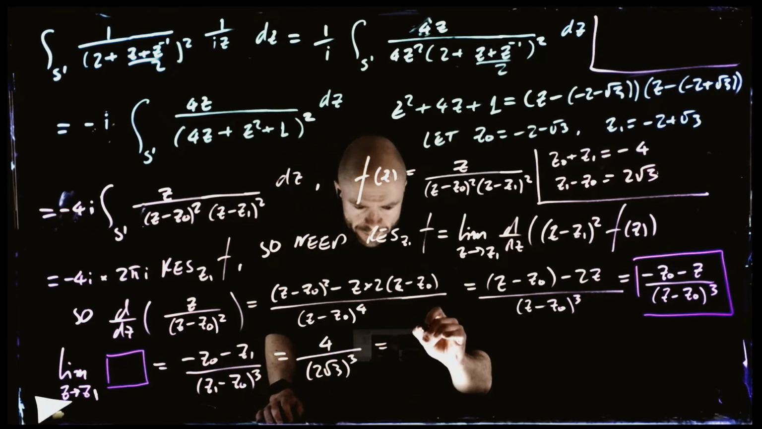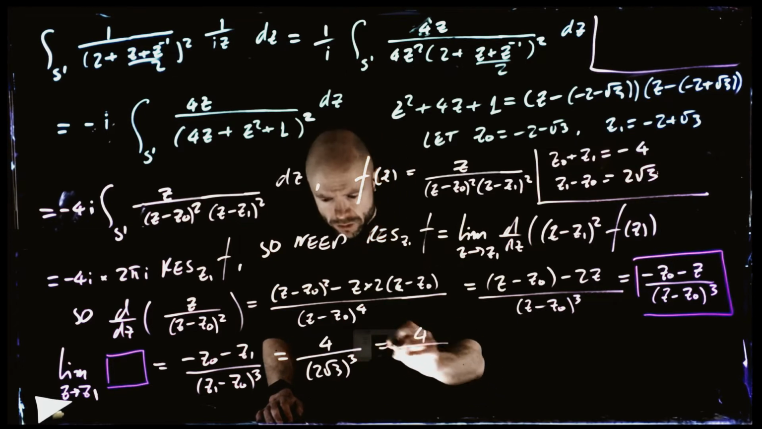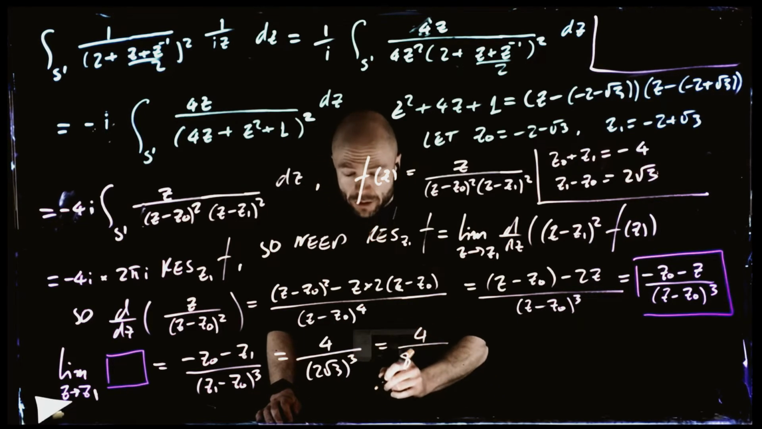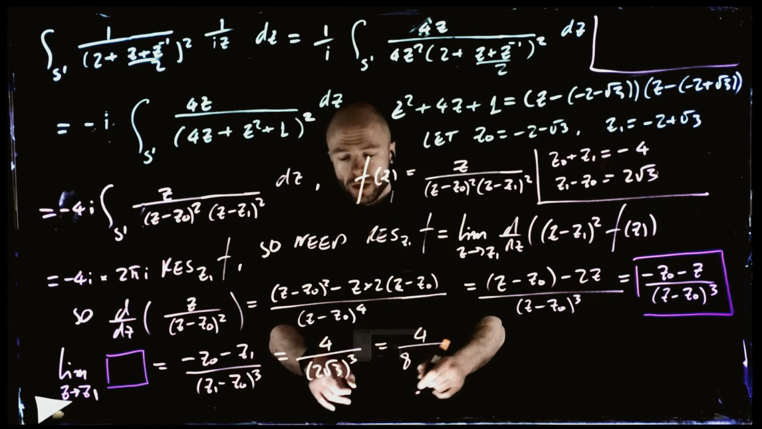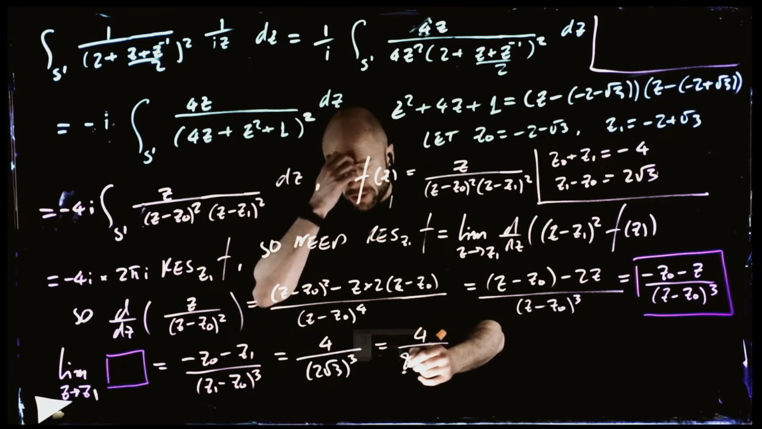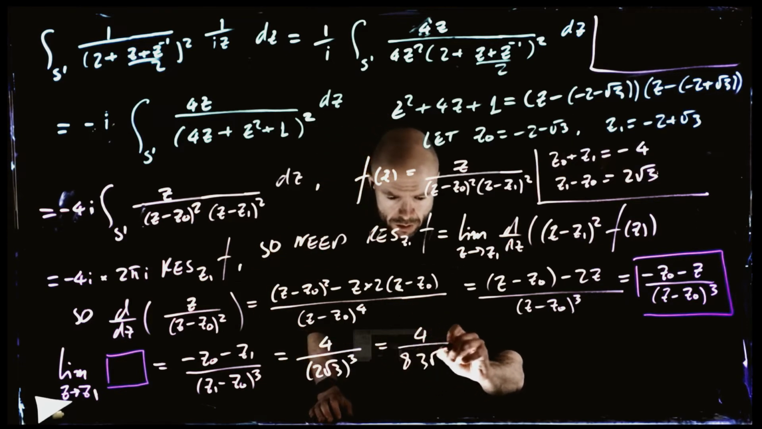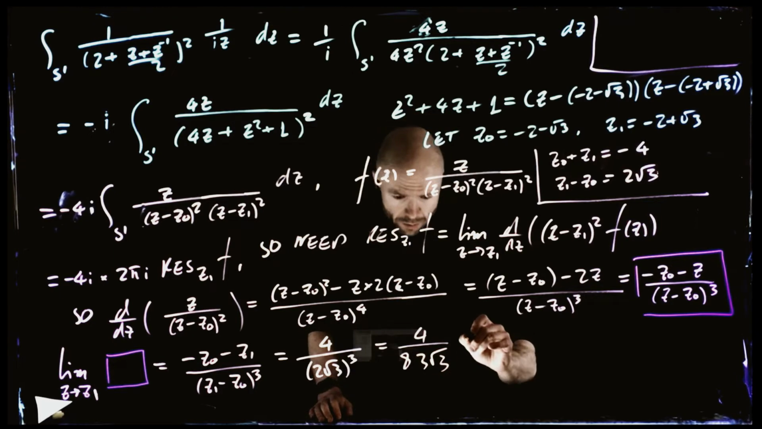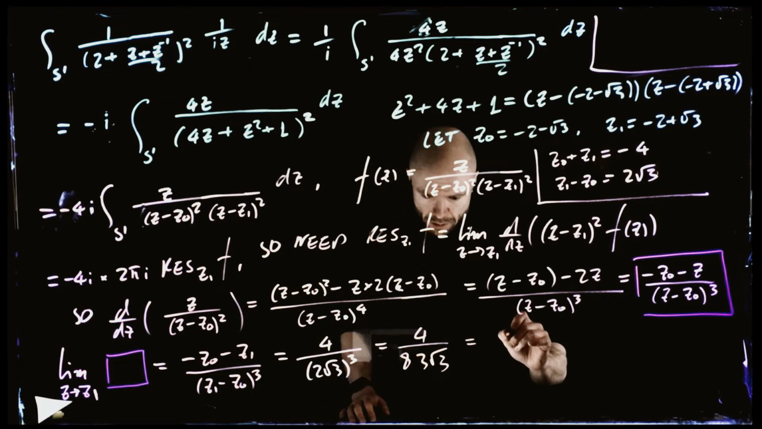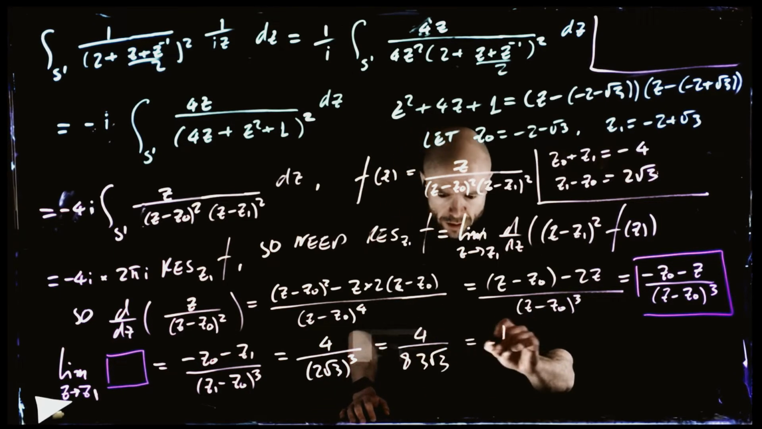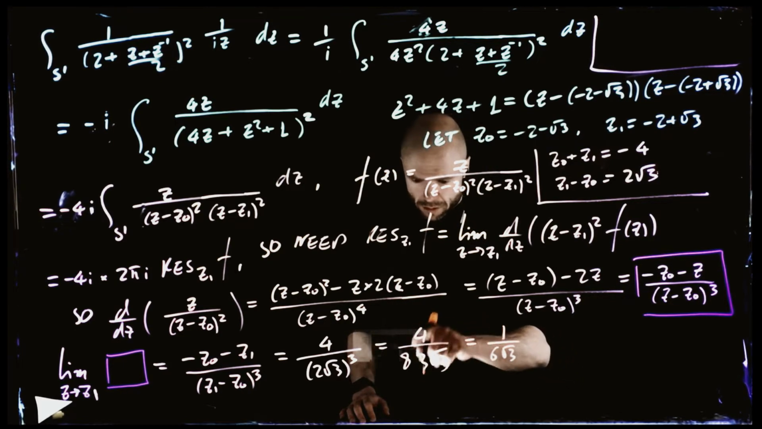So what's that? That is 4. 2 to the 3 is 8. And then 3 to the power 3 is 3 squared times root 3, so that's 3 times root 3. And what is that? That's just going to be 1 over 6 root 3, right?